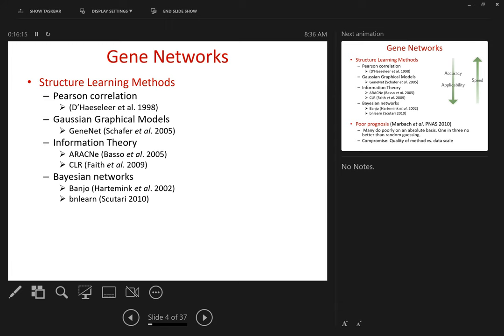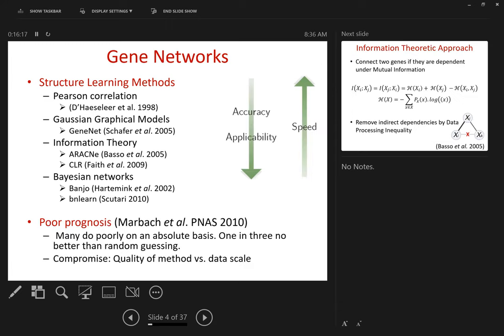So one of the things that we observed is that, as you would expect, the methods that give you higher accuracy and higher applicability are also compute intensive, and therefore they would be slow, essentially, right? I mean, it's a fair thing to expect, and that's the case here. And there is a well-known paper in the Proceedings of the National Academy of Sciences in 2010 by Marbach and others, where they made two observations. One of them was that most of these network inference, structure learning methods do very poorly on an absolute basis.